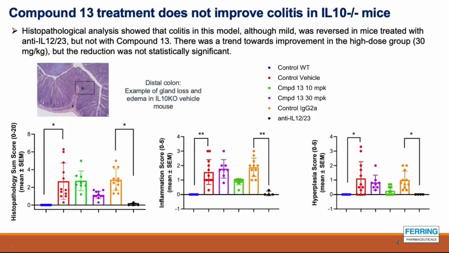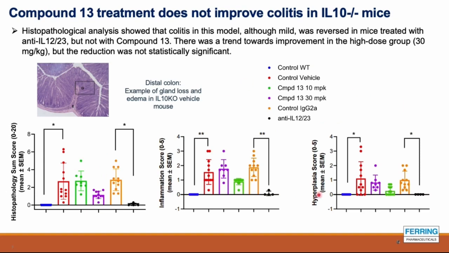So additionally, histopathological analysis of the distal colon showed similar results. In this model, the histopathologic sum score was around 4, suggesting that the colitis induced was relatively mild, but in spite of that, we can see that our control completely reversed the disease and the phenotypes of the disease in this study. With compound 13, in contrast to the positive control, although there was a slight trend toward improvement, those data were not statistically significant.